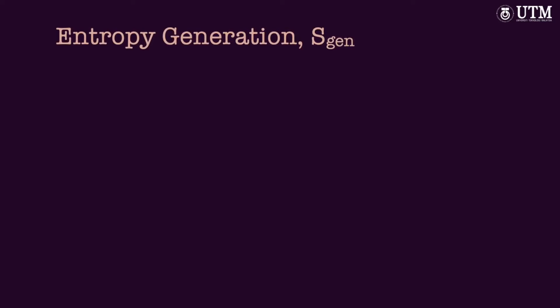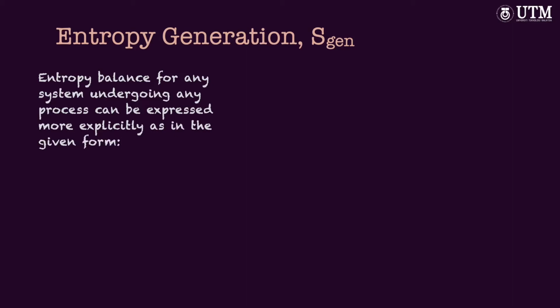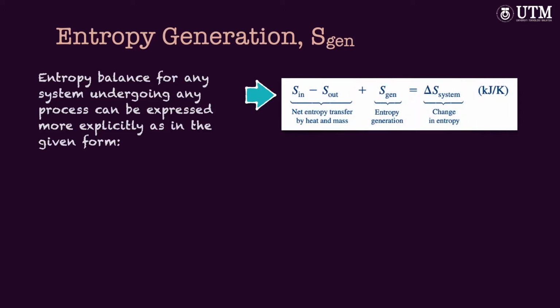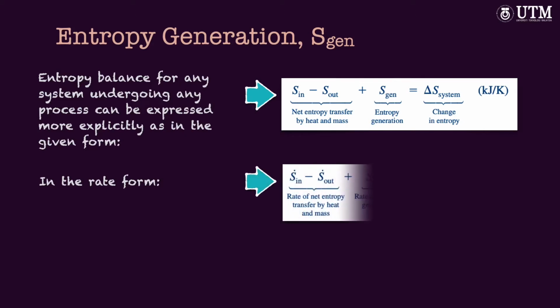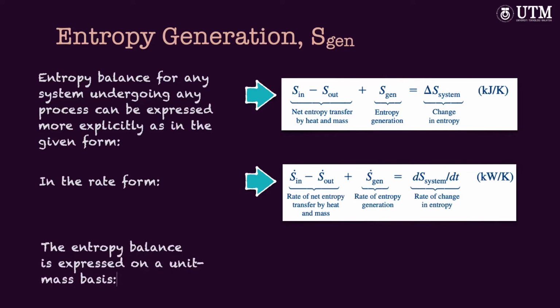Entropy balance for any system undergoing any process can be expressed more explicitly as in the given form. In the rate form, it can be expressed as the following. The entropy balance can also be expressed on a unit mass basis as follows, where all the quantities are expressed per unit mass of the system.